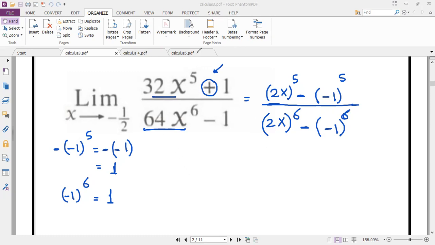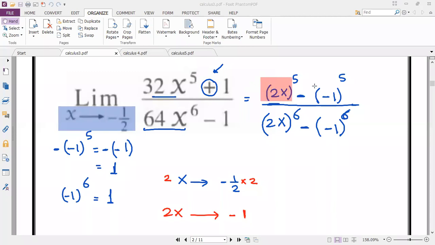And if we look at the limit, x tends to negative half. If we multiply both sides by 2, you will find 2x tends to negative 1. And if we look at the limit again, we have here 2x at the first, and we have minus 1 secondly. And down we have 2x, okay? And here we have minus 1.